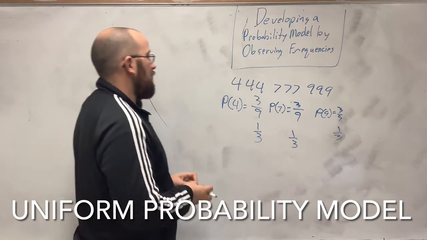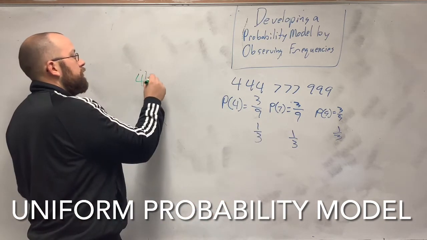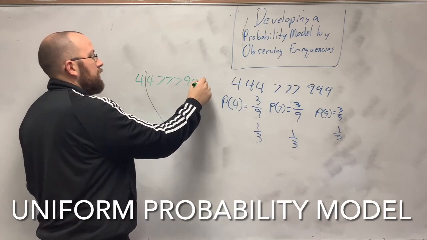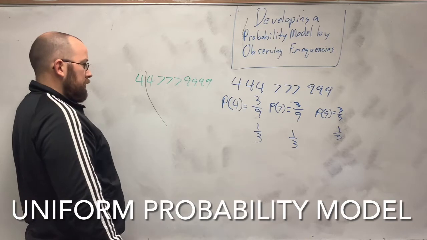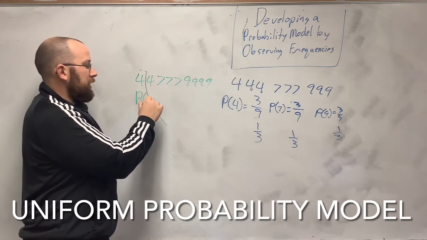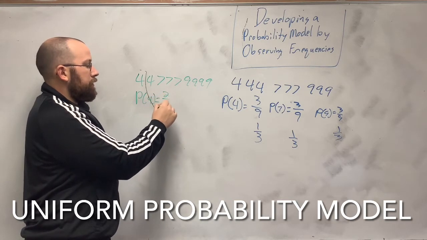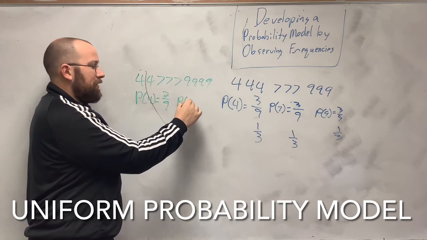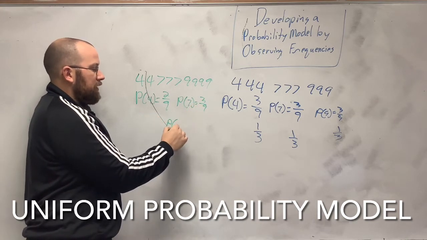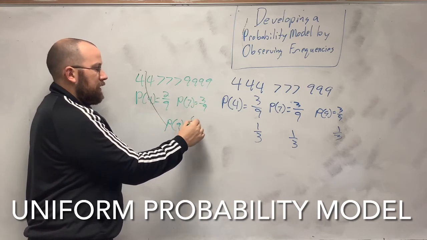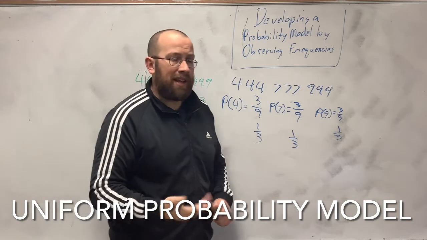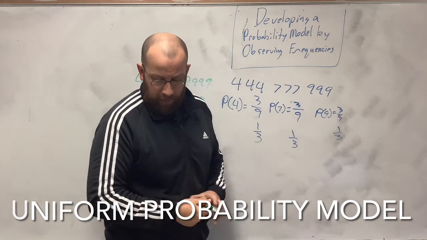But what if I say I drew a 4 and a 4, a 7, 7, 7, and 9, 9, 9, 9. I still have the same number of them, but now my probability of getting a 4 is 2 over 9. My probability of getting a 7 is 3 over 9. And my probability of getting a 9 is 4 over 9. Are those all the same? No, so this is not a uniform probability model.